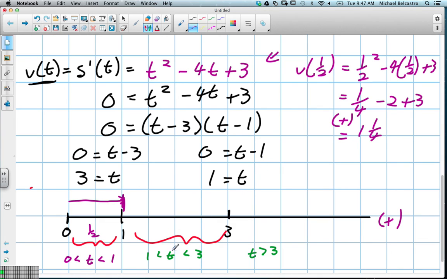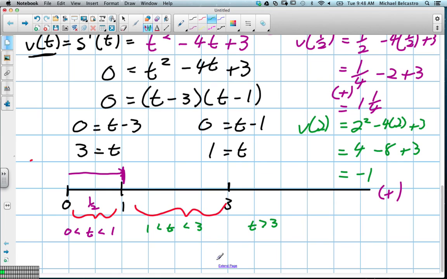Then we're going to find out if it continued in a positive direction or went in a negative direction from numbers 1 to 3. So we'll take the value of 2. Our velocity at 2 seconds is equal to 2 squared minus 4 by 2 plus 3, which gives us 4 minus 8 plus 3. What do we get? -1. So what this means is this now moved in a negative direction.